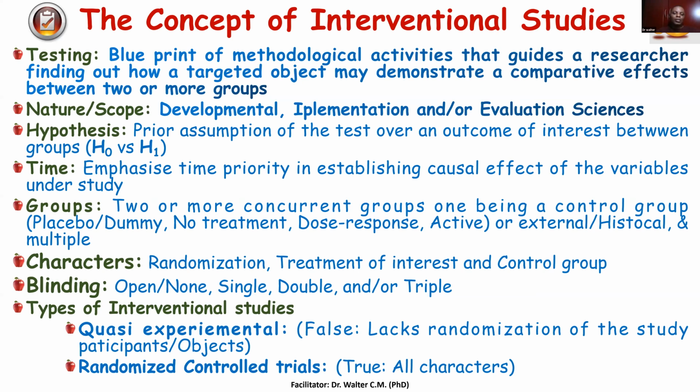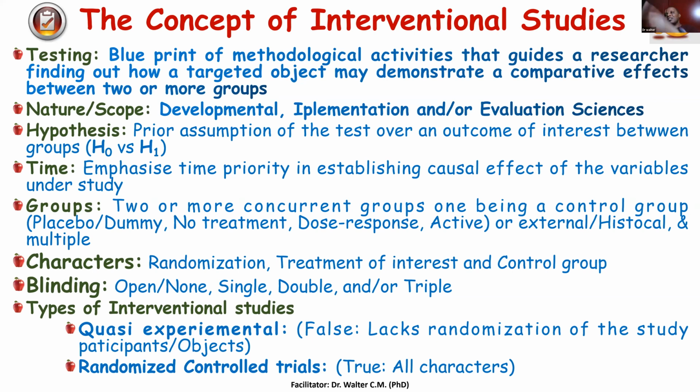And then in quasi, basically, it is known as such because it lacks randomization of the study participants or objects. Yes, you can randomize the study setting, but at the level of study participants or objects, that is where you lack randomization. If you employ randomization at the level of study participants or objects, your readers are going to question your work. They are going to give it less weight. How come quasi is given randomization at the level of study participants?